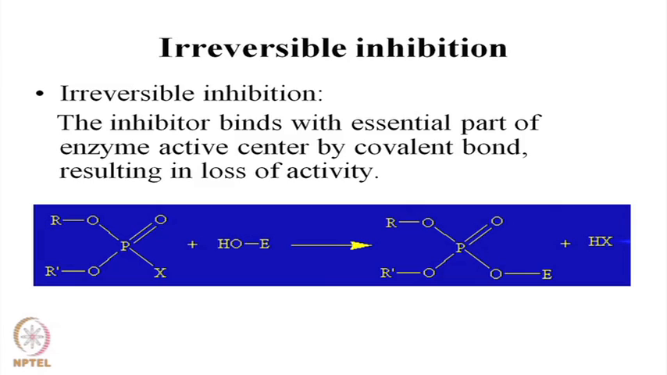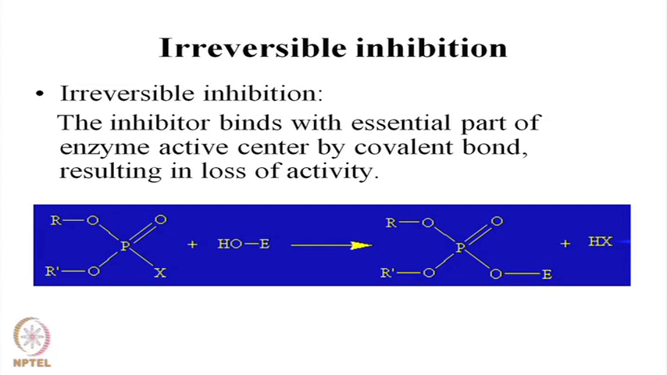Irreversible inhibition: the inhibitor binds with the essential part of the enzyme active center by covalent bond, resulting in loss of activity. For example, this is schematically written in this way: this is one reactant, this is your enzyme E, so it produces something like this, and HX, another resulting substance, is produced. But you see that this is a covalent bond formation. Since this is a permanent bond formation, the enzyme is no longer free.